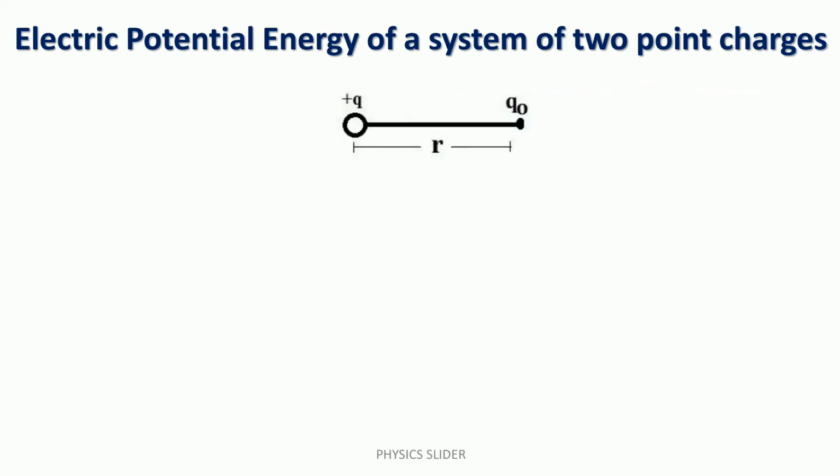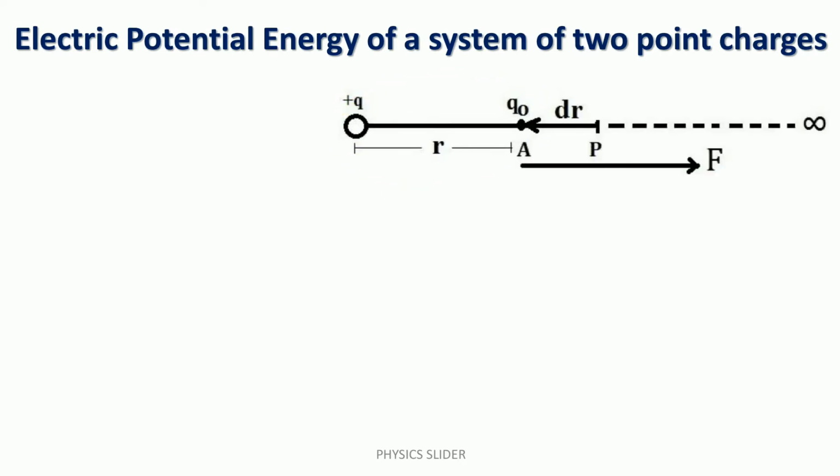Let us consider a system of 2-point charges, plus Q and Q naught, separated by a distance r. We will consider that we have brought this system of charges from infinity to the present location. So when we bring this from infinity to the current location, then we have to do some work, and this work is stored in the system of charges as electric potential energy.